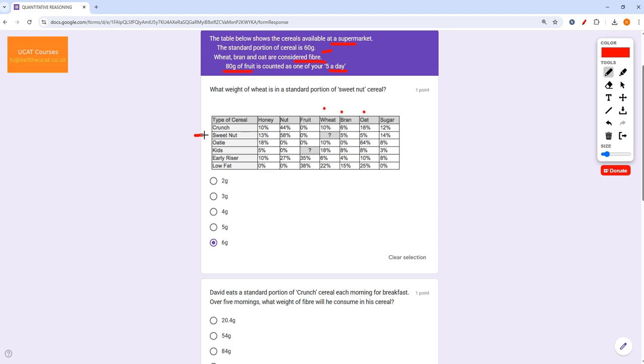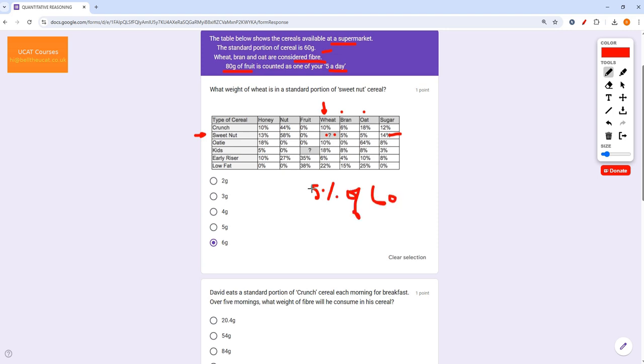How much wheat is in a standard portion of sweet nut cereal? I'm trying to find the percentage. 13%, 13 plus 58, 71. 71 plus 5, 76, plus 5, 81. 81 plus 14, do I have 95? That means the remainder, 100 take away 95, is 5%. 5% of what?